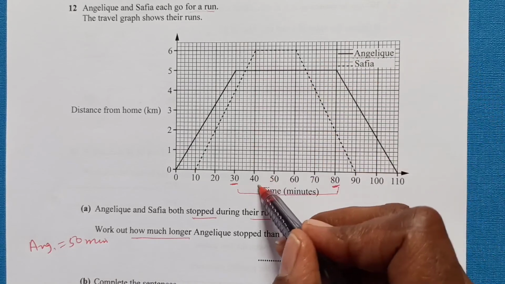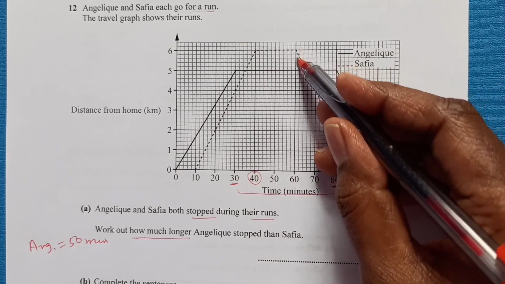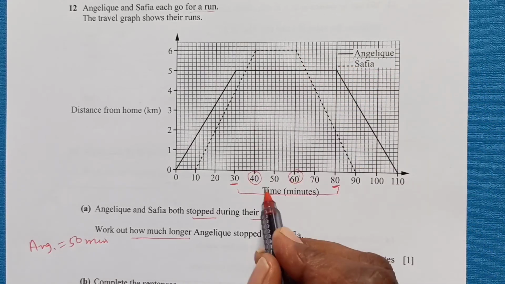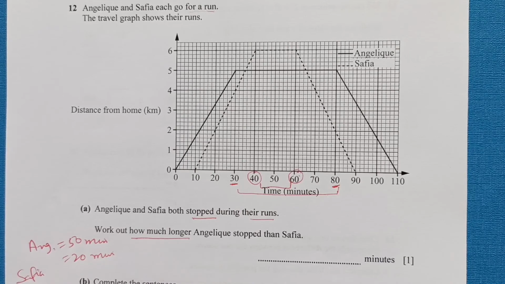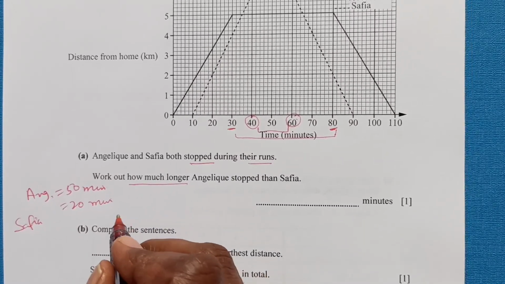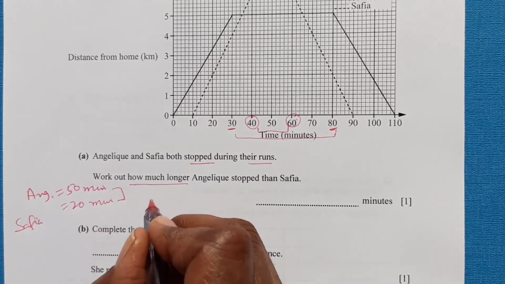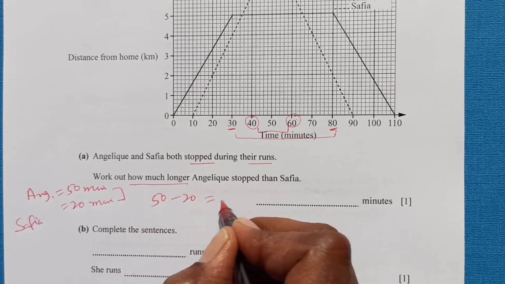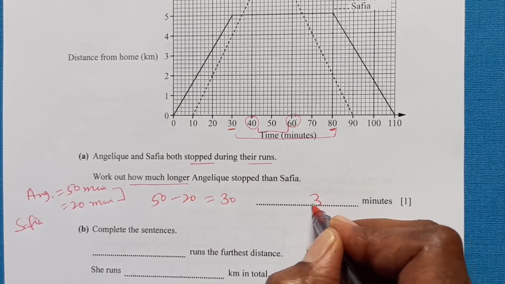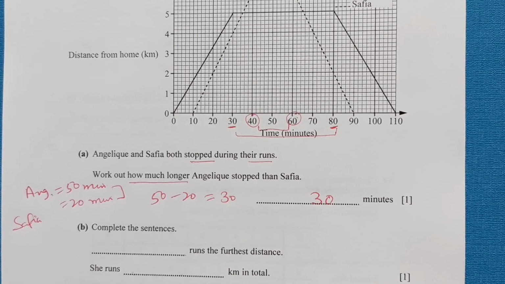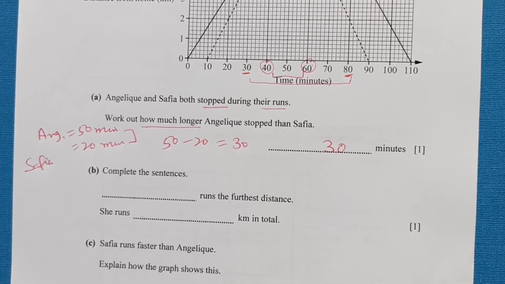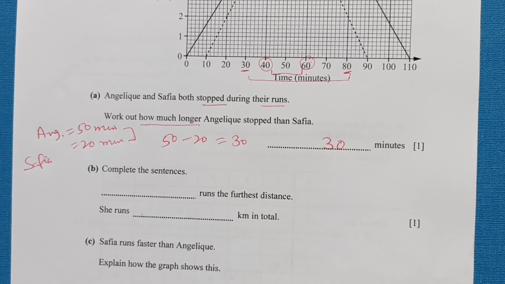And Safia, she stopped at 40 up to 60. So the difference is 20. So it is 20 minutes for Safia. Right? So we are looking how longer. So the difference between, so it is 50 minus 20, it is 30 minutes. So our final answer will be 30 minutes. Right? Now, part B. Complete the sentence.